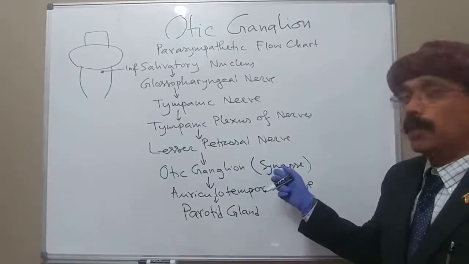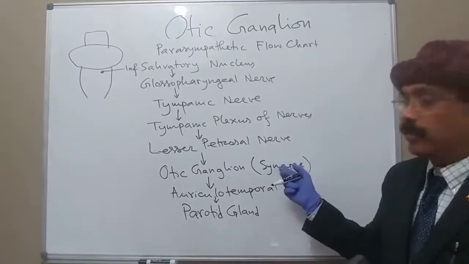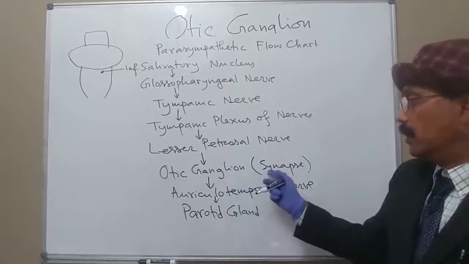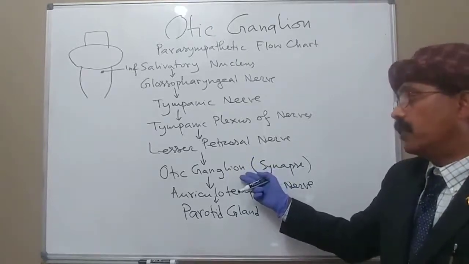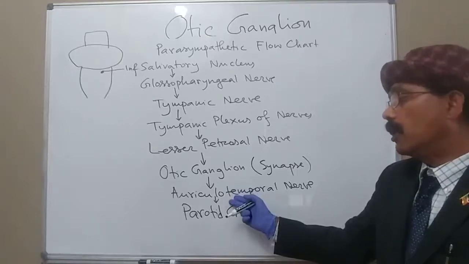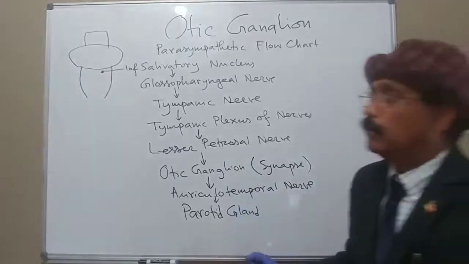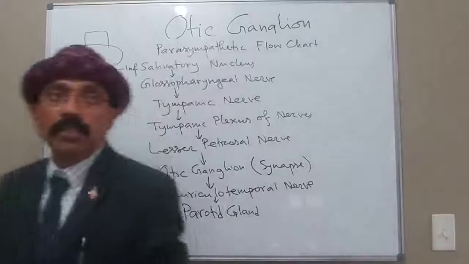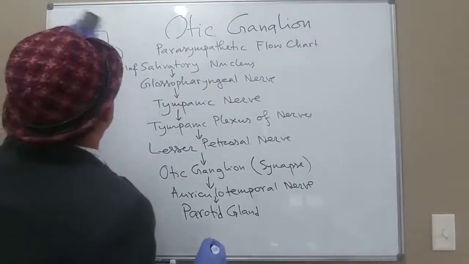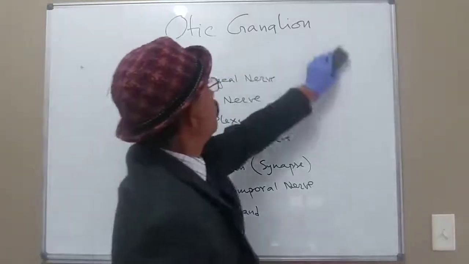We'll get synapses inside the otic ganglion. So we get the postsynaptic nerve fibers from the otic ganglion that are distributed through the auriculotemporal nerve to the parotid gland. We got the parasympathetic flowchart. Now I'll go to the sympathetic flowchart.